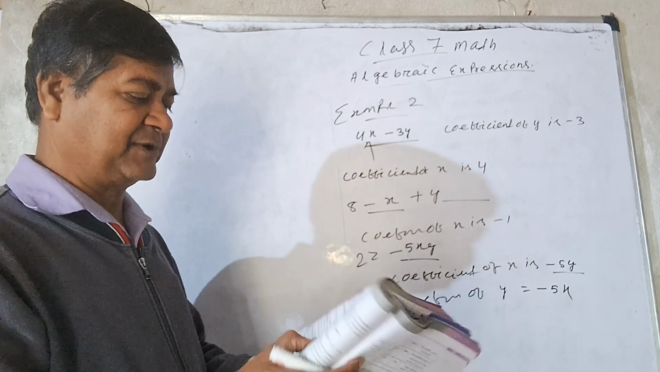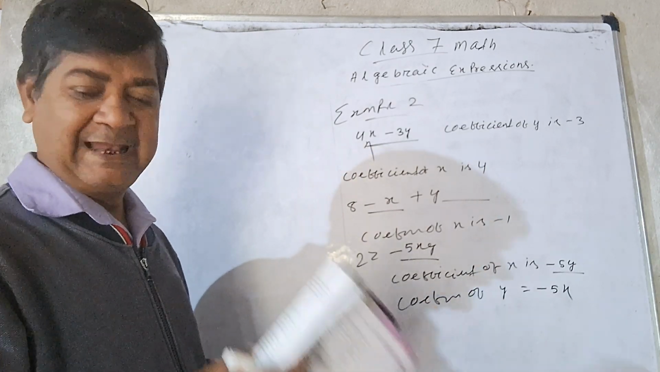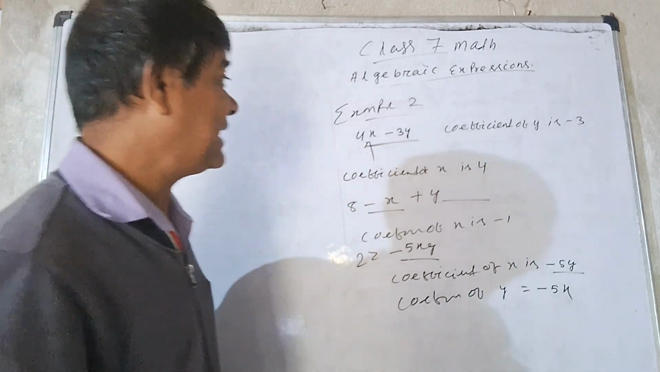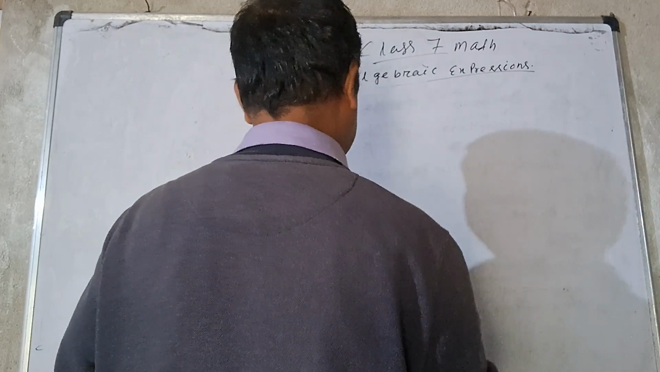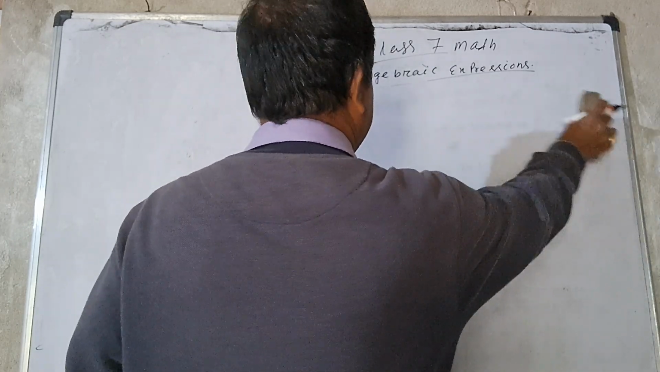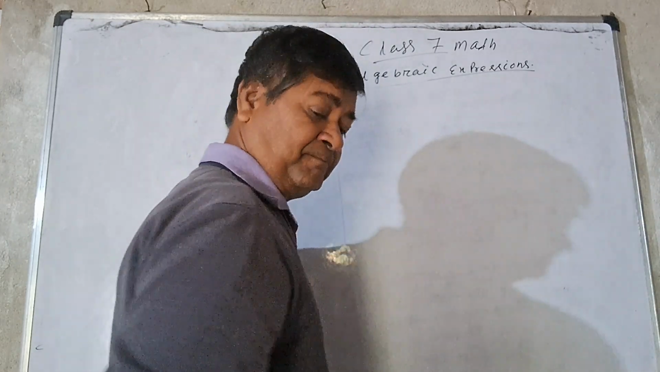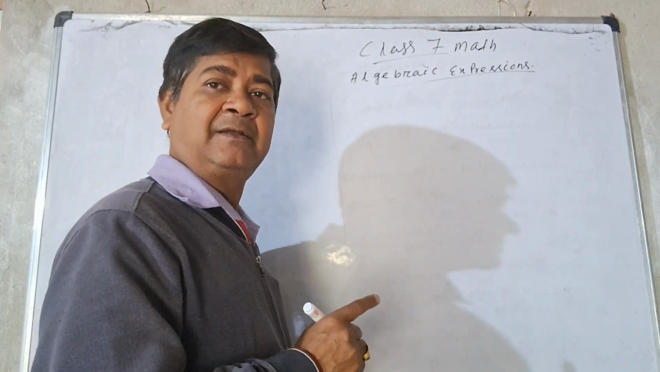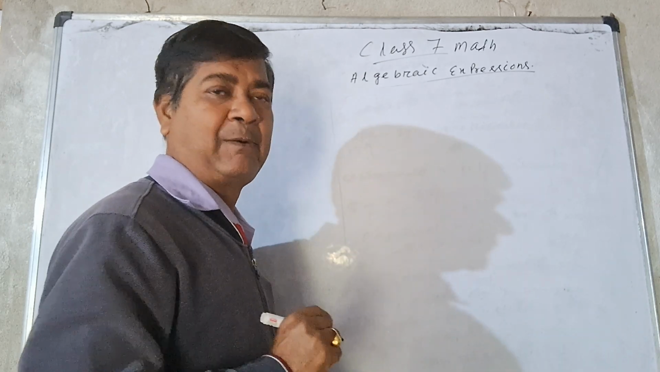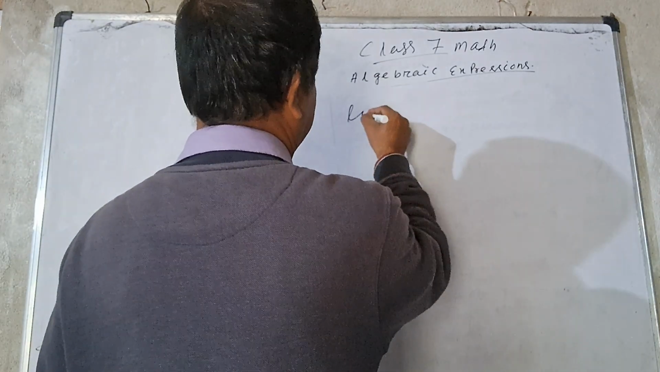Like and unlike terms. Now we are going to study like and unlike terms. Like terms means mathematical expressions or terms that have similar variables and equal powers. Like terms.